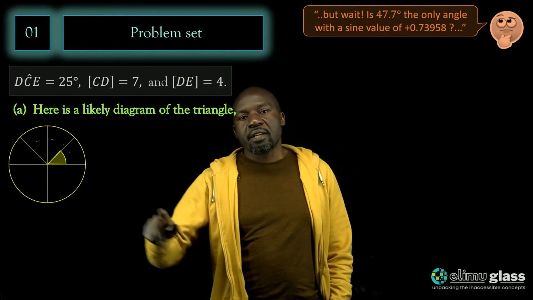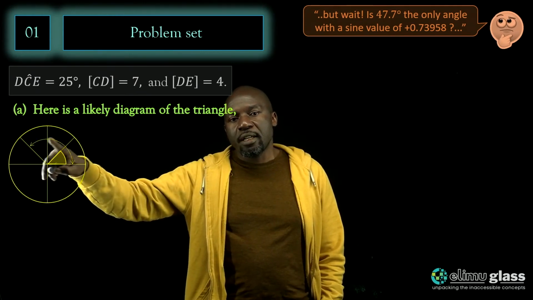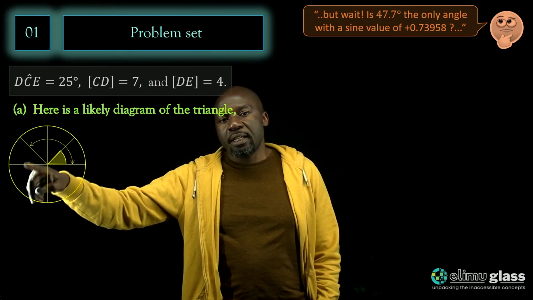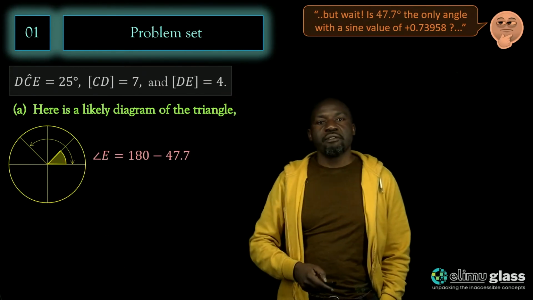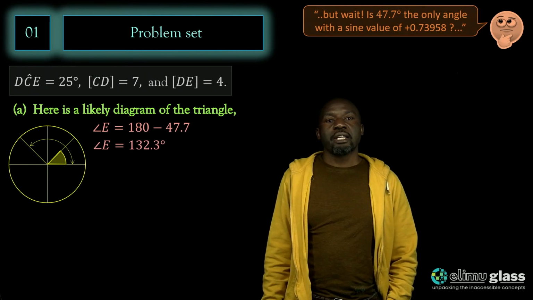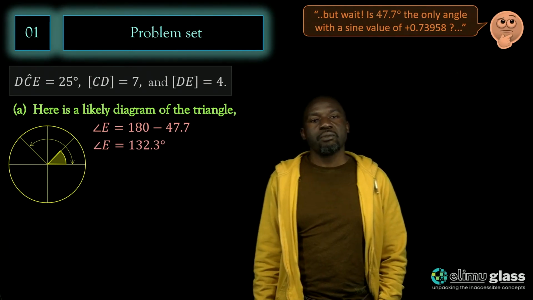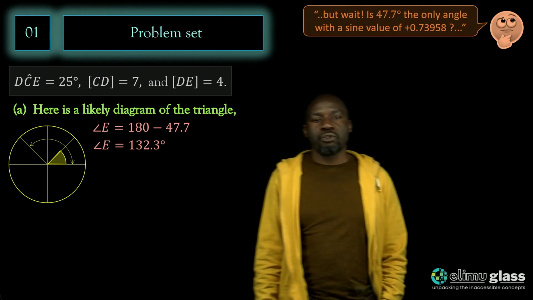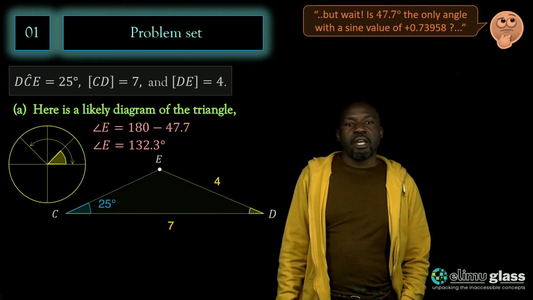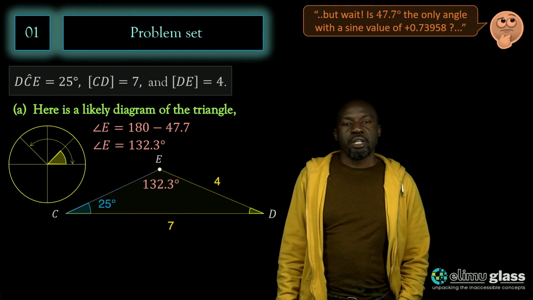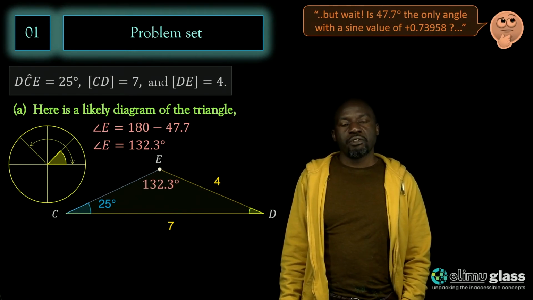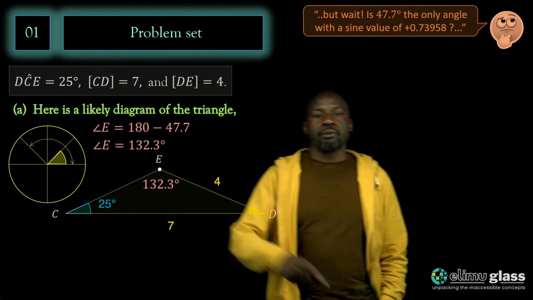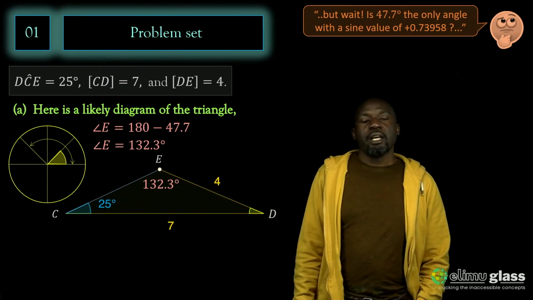And so there is another angle here that we need, which we can find by taking 180 and subtracting 47.7 degrees. If we do that, we get that there is another angle that E could take, which is 132.3 degrees. So if we draw the triangle now, the angle E is going to have to be 132.3. And if you've seen the simulation, we had a diagram that looked exactly like this, all right?